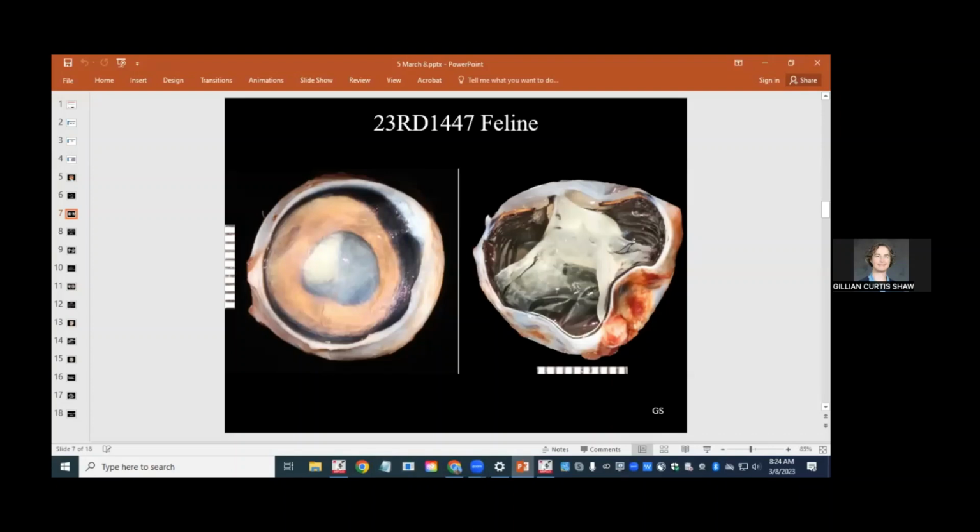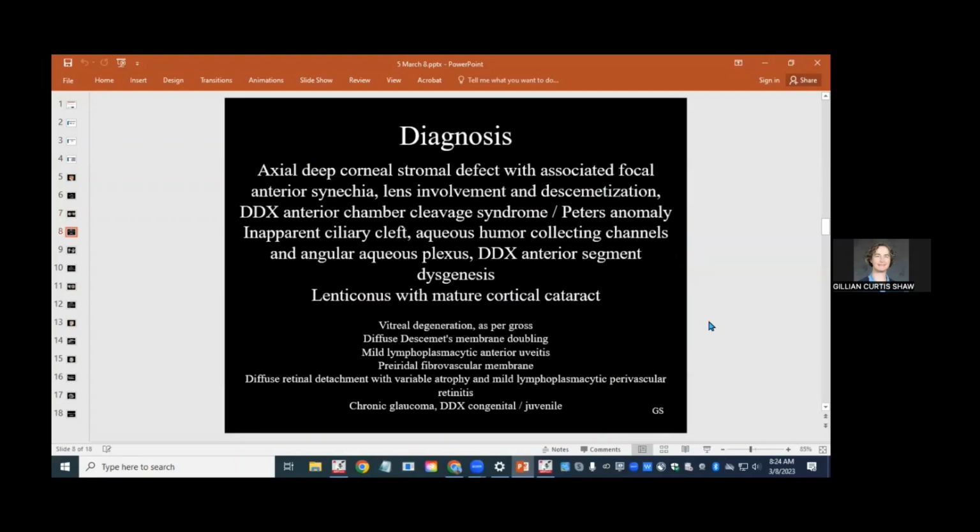Right, so let's look at what we have here. All kinds of diagnoses here, but ultimately I think there was congenitally abnormal formation of the anterior segment of this eye. So Peters anomaly, once again, should be associated with this axial deep corneal stromal defect that usually involves Descemet's membrane and the iris. And then some other problems as well.